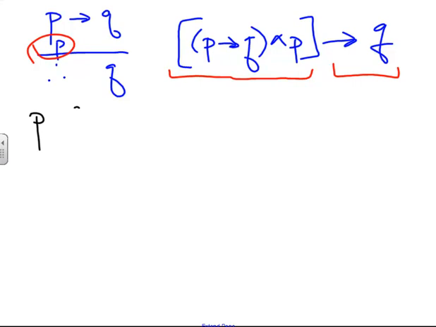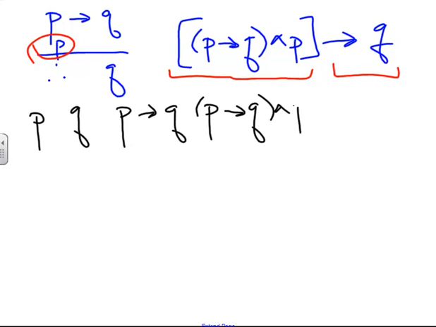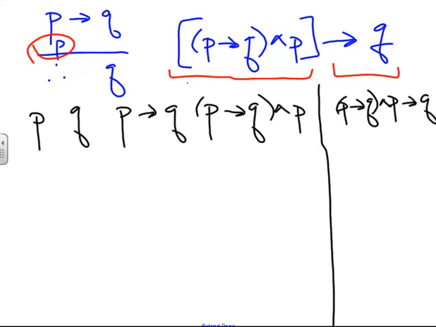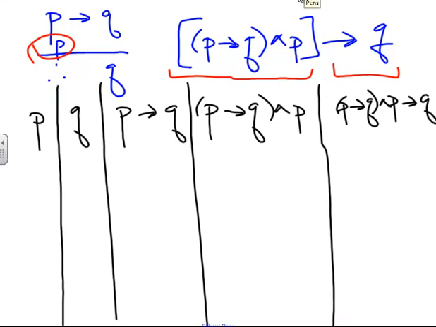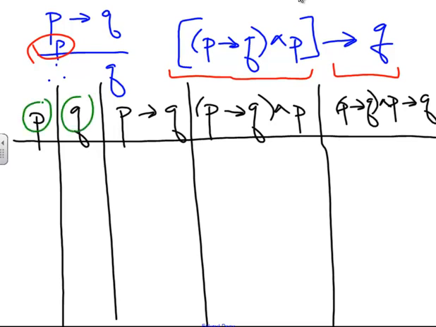Now this part is exactly what we have done before. So I'm going to write out all the parts I need. Look at what I've written here. So here are the columns that I need. Simple statement P, simple statement Q. Conditional, if P then Q.